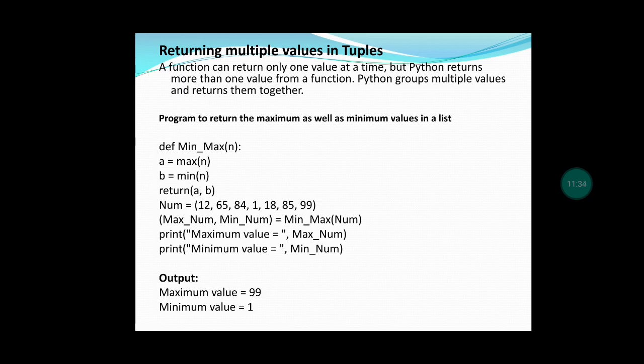For num we have given the elements as 12, 65, 84, 1, 18, 85 and then 99. So we are going to find the min value and also the max value and print them. We are getting the output as maximum value equal to 99, since in these elements 99 is the maximum. And the minimum value from the given elements is 1, so it has been printed as minimum value equal to 1. So we have returned both minimum and maximum values in this program.